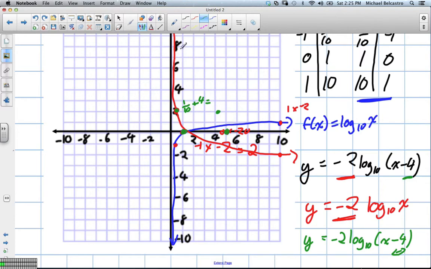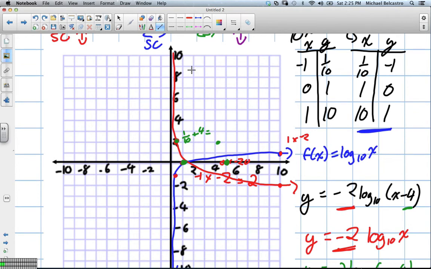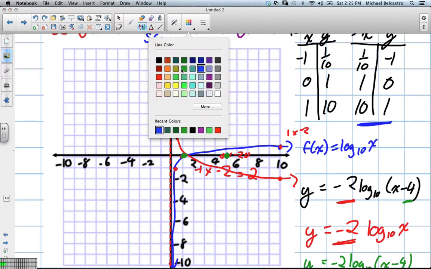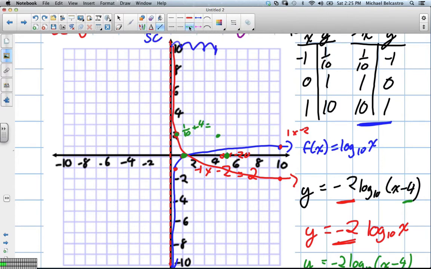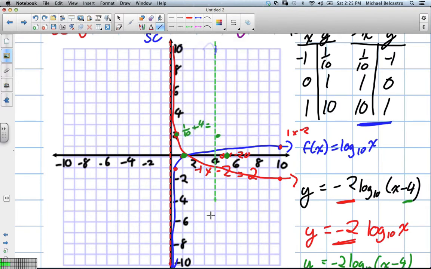Now think of this vertical asymptote as being part of the question. Let's put him in red to start. Because there's a vertical asymptote, when we shift something to the left or right, the vertical asymptote is also shifting. So this goes over 1, 2, 3, 4. So our new vertical asymptote is actually at 4.